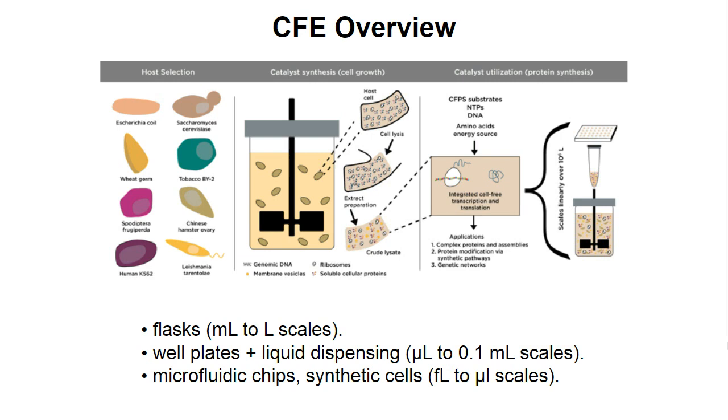Cell-free gene expression reactions can be performed at different scales. They can be performed in relatively large flasks, from the milliliter to the liter scale. They can be performed at the microliter scale in well plates or test tubes. And as you are going to see in this webinar, relatively quickly using liquid dispensing, from the microliter to a few tenths of microliter scale. And they can be performed from the femtoliter to the microliter scale in some microfluidic chips and synthetic cell systems.